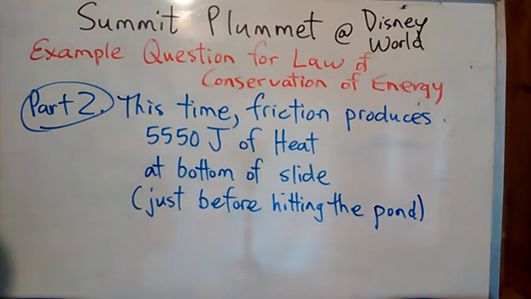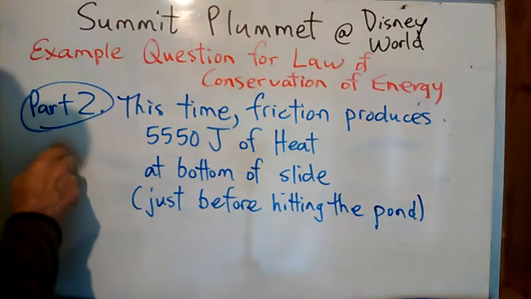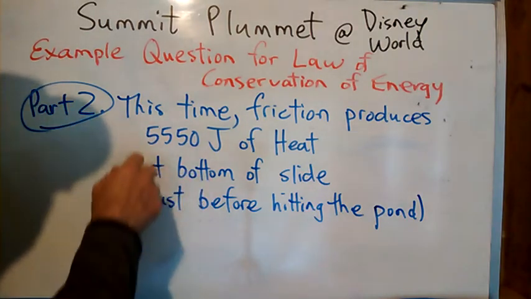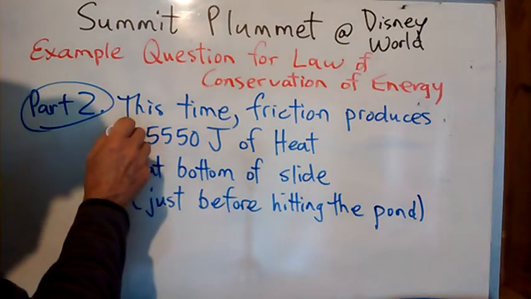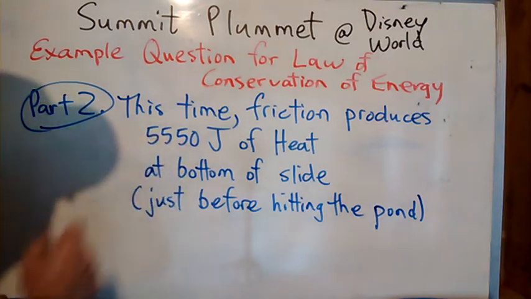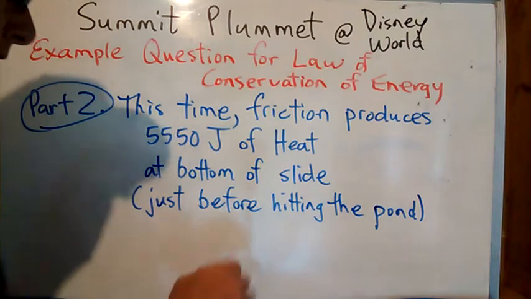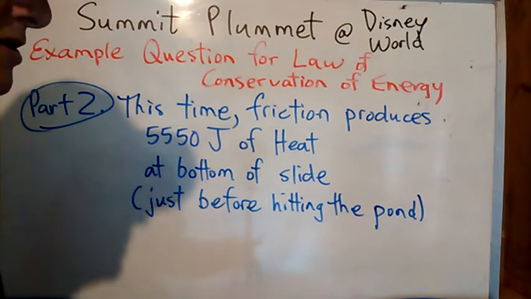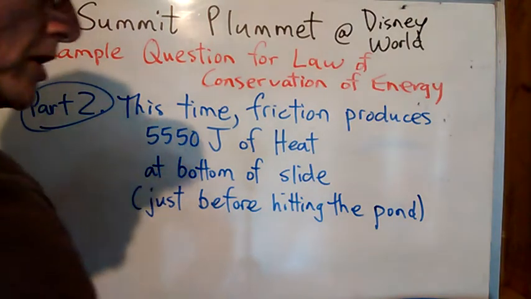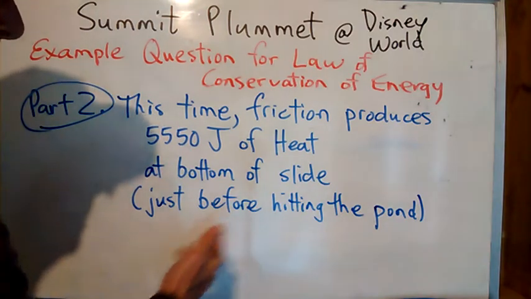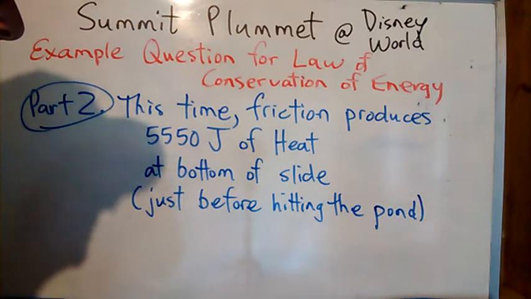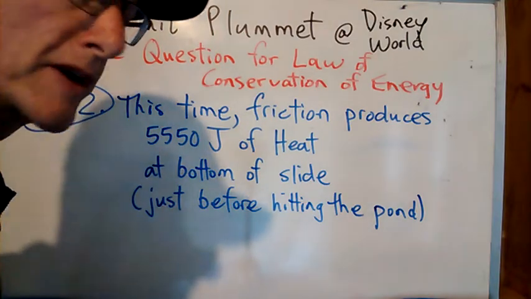We'll revisit this question right now as a part 2, this time with friction. So we'll just say that, for example, in this problem, we created 5,550 joules of heat through friction. So it could have been air friction, you knocking the sides of the slide as you fell, and possibly some water friction too, but probably mostly air friction.